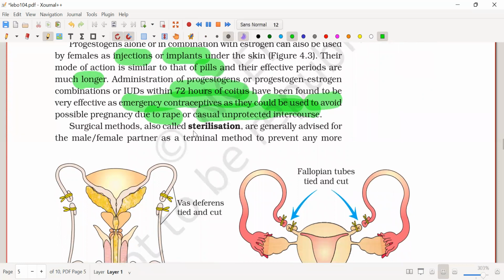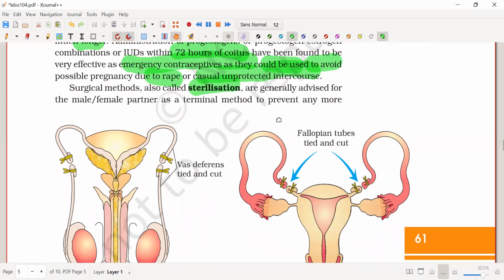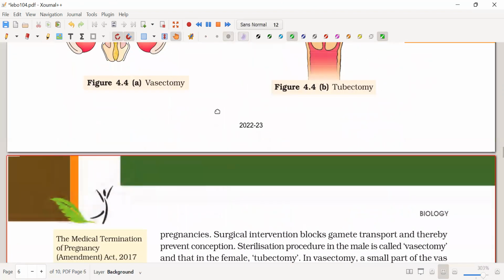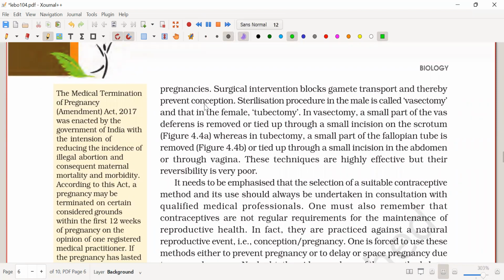Surgical methods, also called sterilization, are generally advised for the male or female partner as a terminal method to prevent any more pregnancy. Surgical intervention blocks gamete transport and thereby prevents conception. Sterilization procedure in the male is called vasectomy and in the female is called tubectomy. In vasectomy, a small part of the vas deferens is removed or tied up through a small incision on the scrotum, whereas in tubectomy, a small part of the fallopian tube is removed or tied up through a small incision in the abdomen or through the vagina. These techniques are highly effective, but the reversibility is very poor.